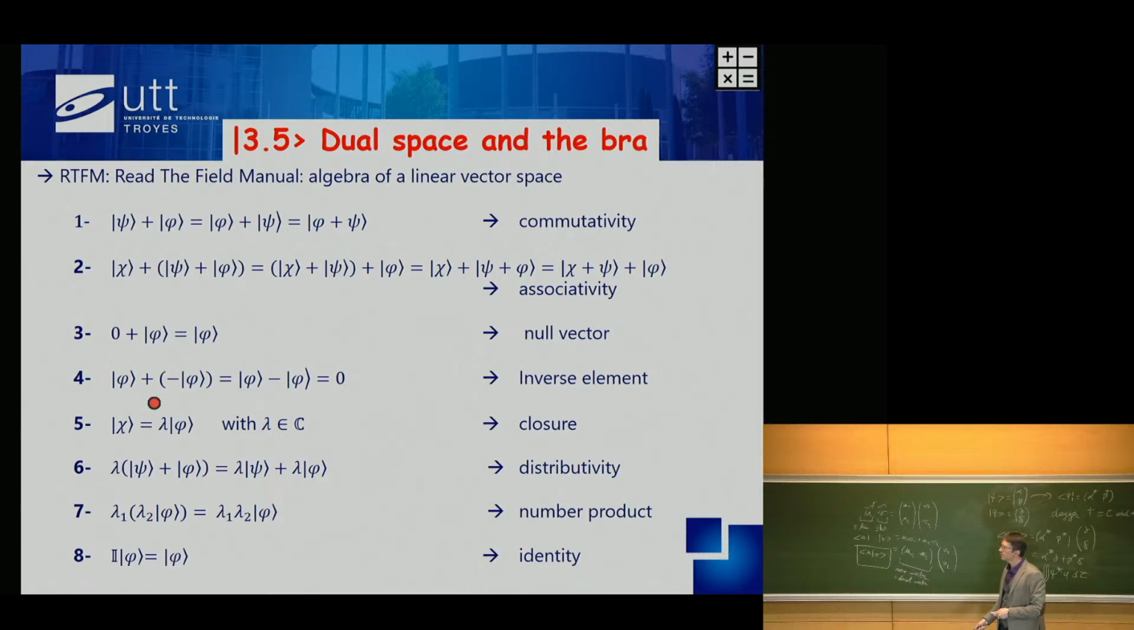I can define an inverse element, which is the case for vectors. I can have V and minus V, so the sum of the two is 0. I have what's called closure, meaning that if I take a ket and multiply it by a lambda, which is a complex number, then I have another ket, surely. I have distributivity. I have number product, which is another way of saying closure. And I have an identity.